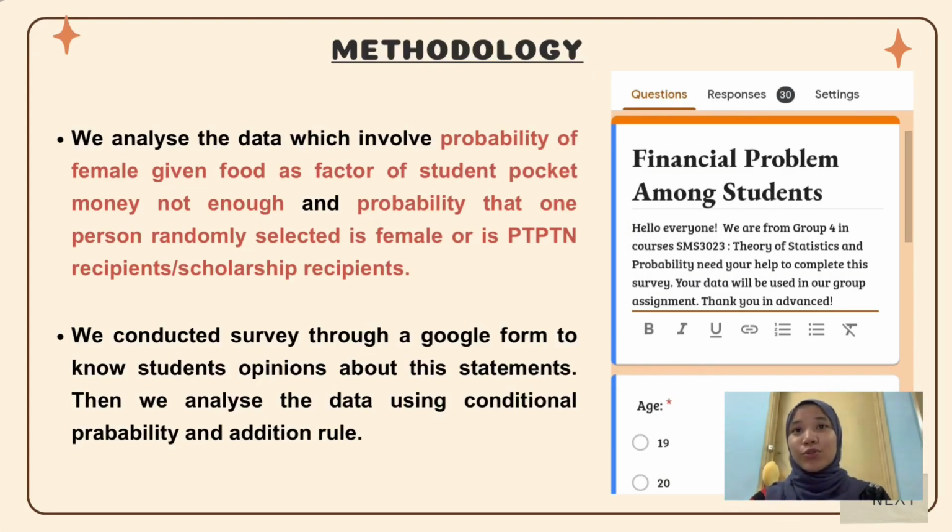Next, I will go through the methodology of our survey. We analyze the data which involve the probability of female given food as a factor of student pocket money not enough, and the probability that one person randomly selected is female or is a PTPTN or scholarship recipient. We conducted a survey through a Google Form to know student opinions about these statements. Then, we analyze the data using conditional probability and the addition rule.